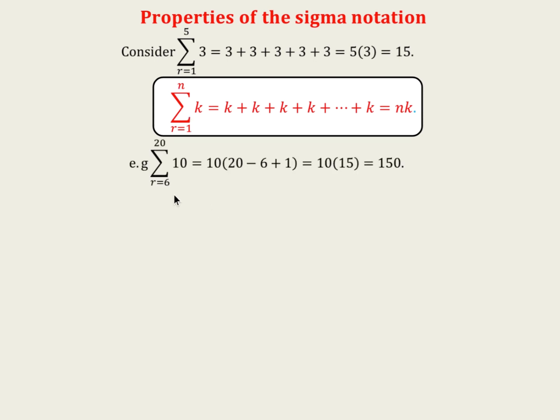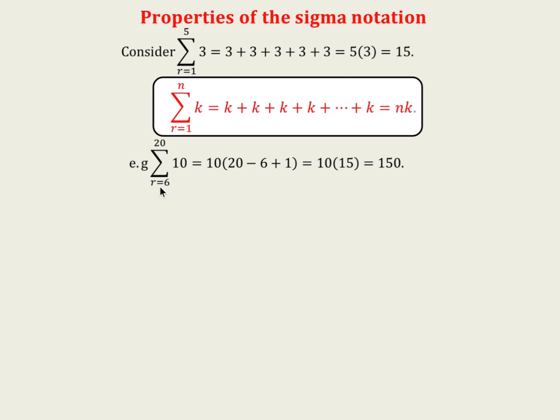An example: summation from r equals 6 to 20 of 10. Actually, to evaluate this, we go back to the general formula. Summation from r equals 1 to n of k is simply the number of terms, the number of times k has been summed, times k. So when you have this case where r is not beginning at 1, you simply find the number of terms and then multiply by the constant.